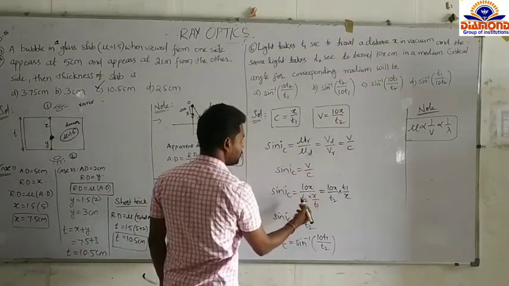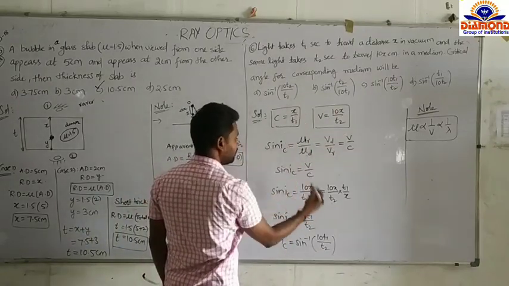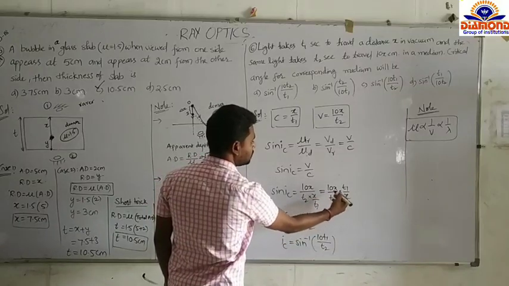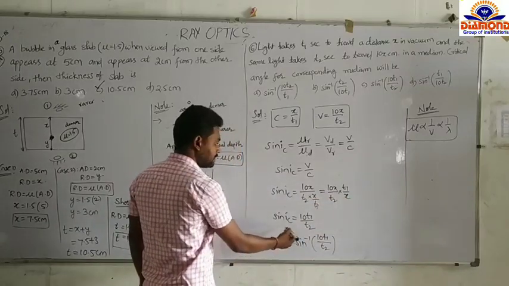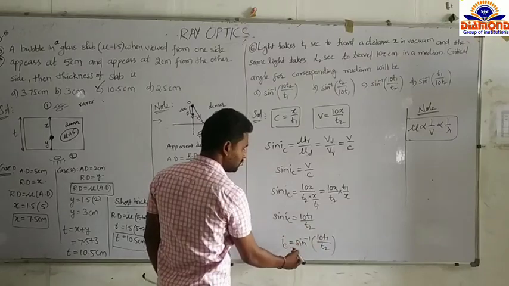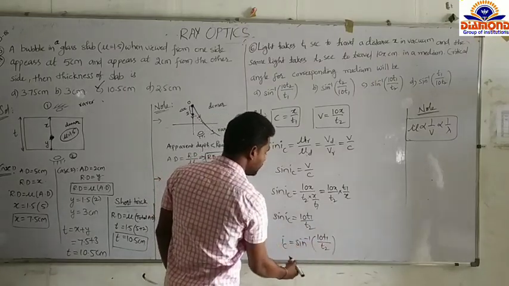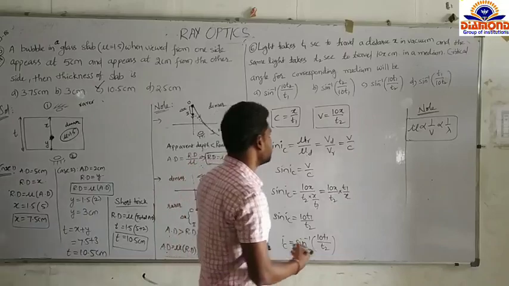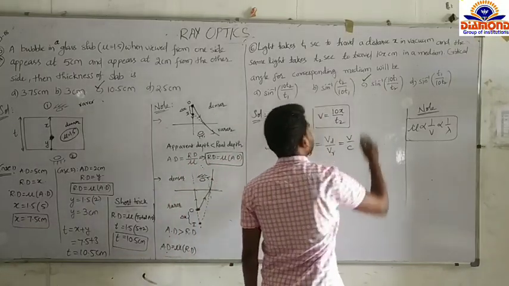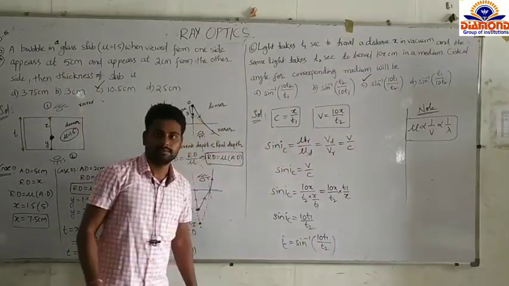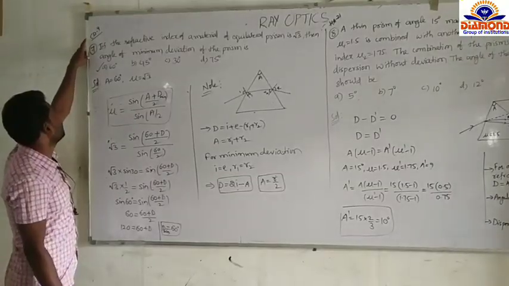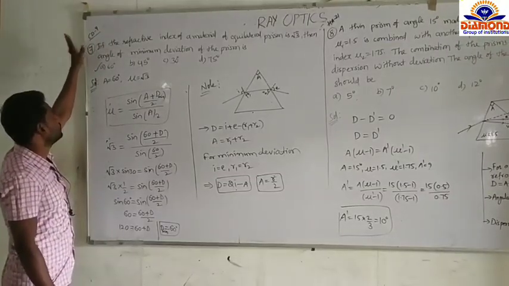sin IC equals v by c, and the v value we know already, 10x by t2, and the c value we know already, x by t1. Do the simplification and we will get sin IC equals 10 t1 by t2, and IC equals sin inverse of 10 t1 by t2. IC is the critical angle. Option C is the right answer. So in this way we have to solve the problems. This is the ninth question in your material class discussion.